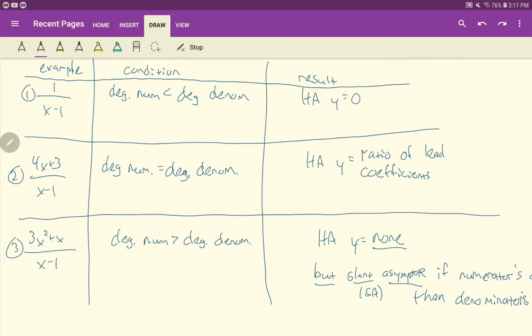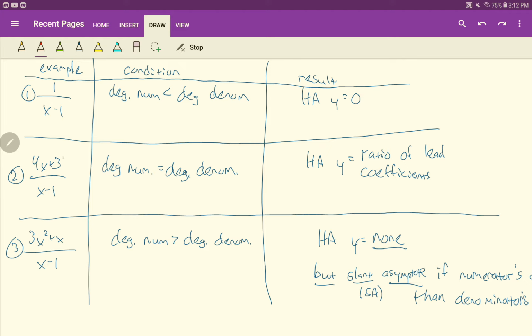There will be the example where we have a function where the degree of the numerator is less than the degree of the denominator, which is this example right here that you see. And in this case, the horizontal asymptote will be at y equals 0. Easy enough. Horizontal asymptote, y equals 0.